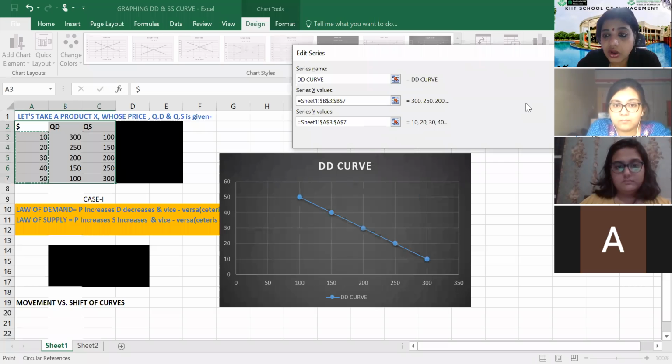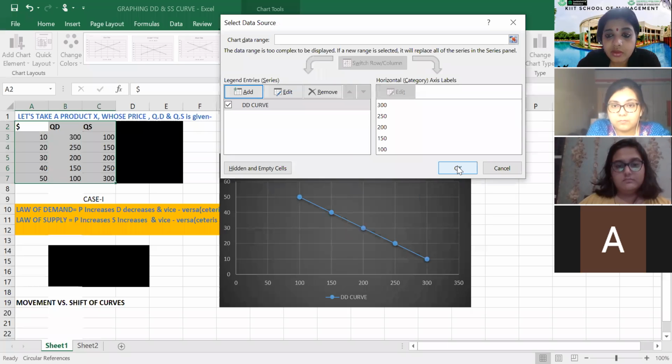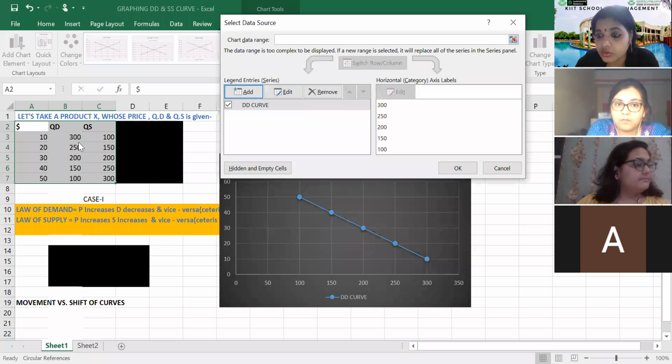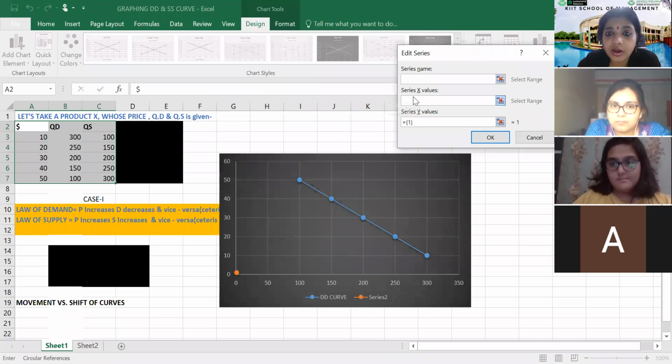So I click on OK. So we see that our demand curve has been plotted as per the data which we have taken. Now, rather than clicking on OK with the same chart, since you have taken the figure, you just need to click on the add button.